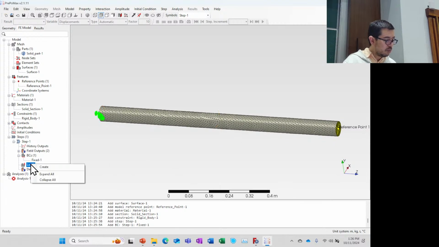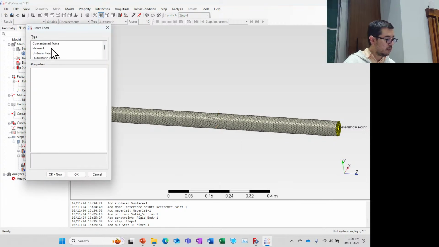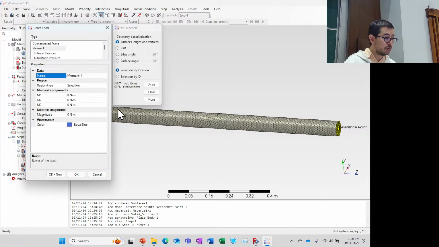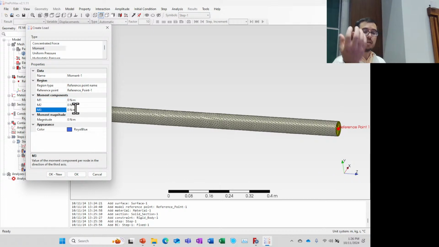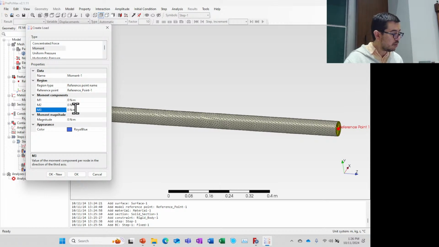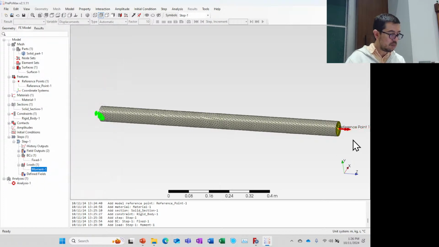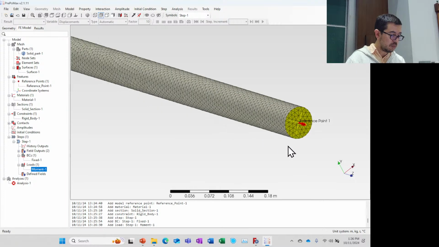The load, we're going to apply a moment, not a concentrated force, but a moment. And it's asking where. We're going to do it to our selection, which is the reference point. And if we go here, the load we're supposed to apply is not in the x direction, not in the y direction, but in the z direction. So that z direction, it's twisting it like that. That z direction, we said it was 1150 Newton meters. Just like this. Okay, and now we see that there's a nice torque applied there.